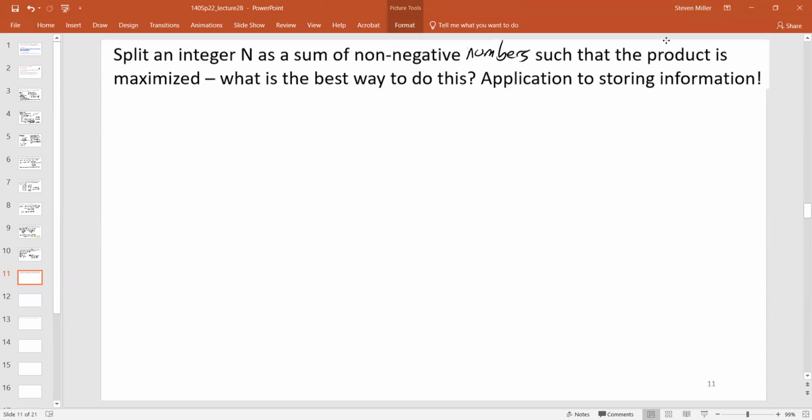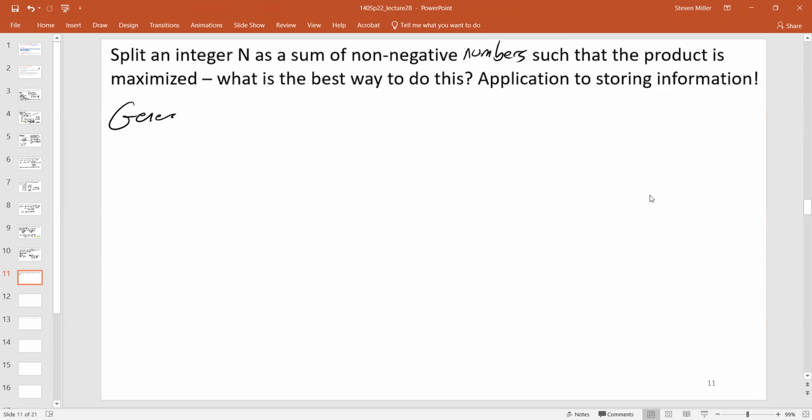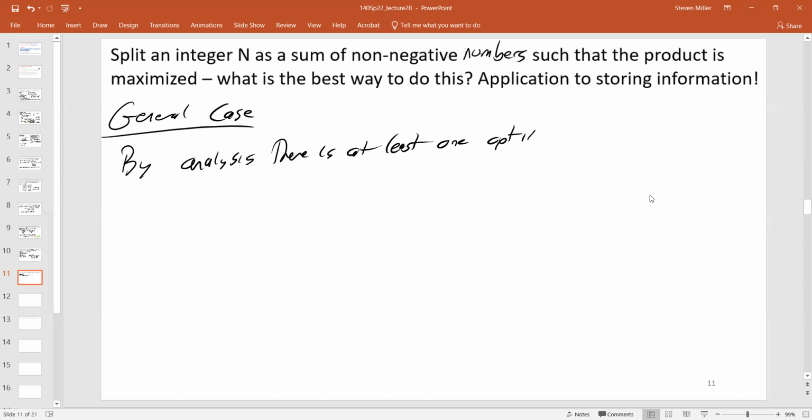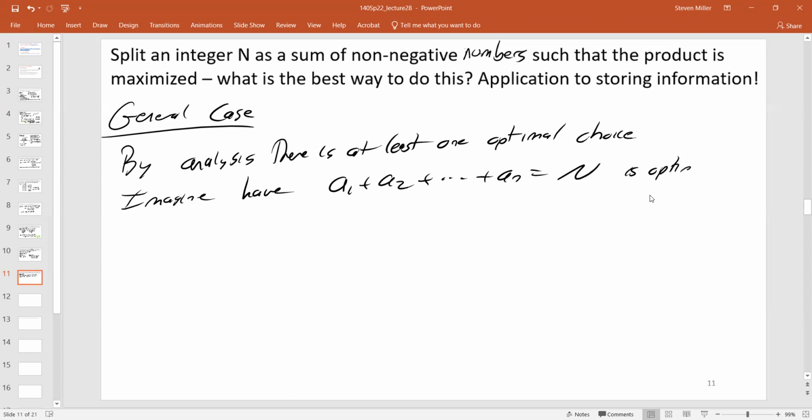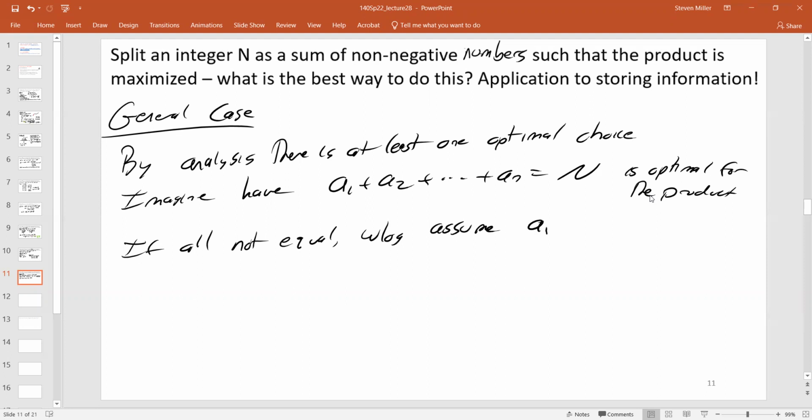So now let's do the general case. I'm going to make an assumption in the interest of time. I'm going to appeal to a result from analysis that there is at least one optimal choice for each n. So by analysis, there is at least one optimal choice. Imagine we have a1 plus a2 plus dot dot dot plus an equals n is the optimal product. If they are not all equal, without loss of generality, we can assume a1 is less than a2.